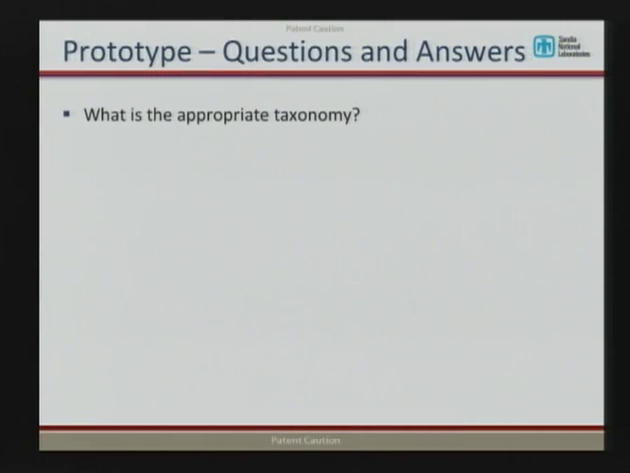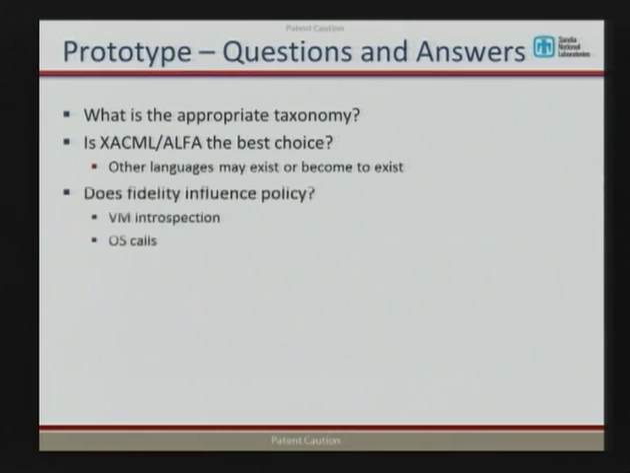So what did we learn from building this prototype? The same question that I have today, that I probably have for a couple more months, is: what is the appropriate taxonomy? And is Alpha or XACML the best choice? Because the question we're always going to have is, can we actually express all the states we want?